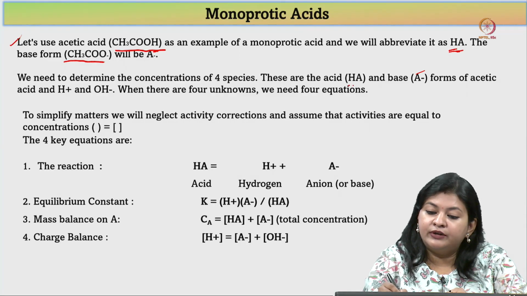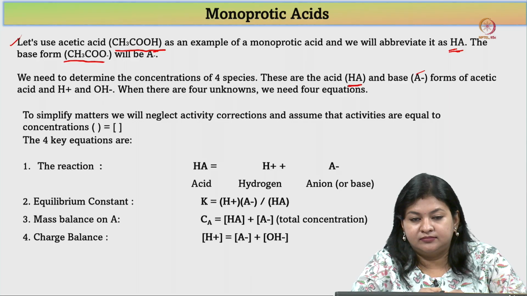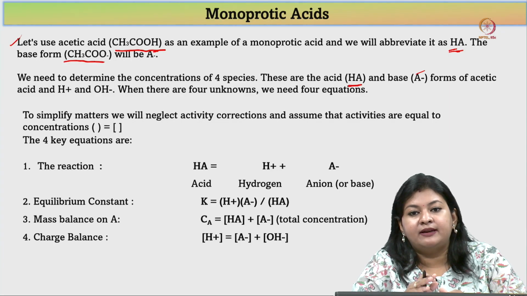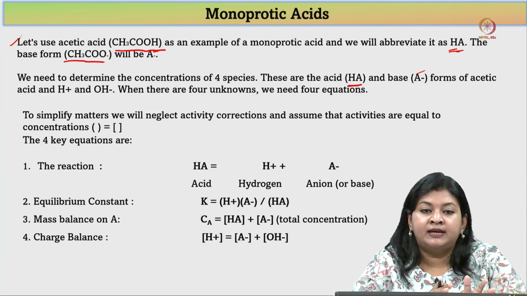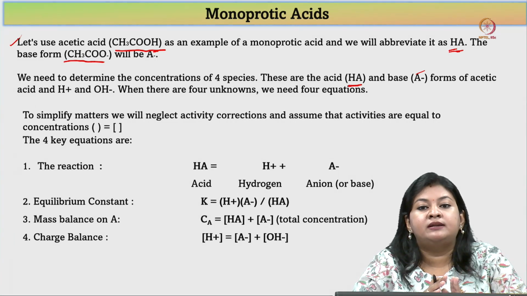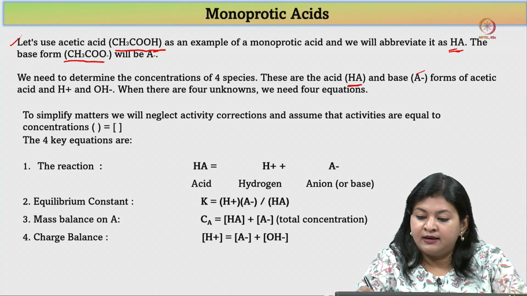But there is also going to be some HA which is undissociated, right. There will be some undissociated HA, and when there is dissociation going on, there will be reaction with water. So, water will form H plus and OH minus ions. So, there are 4 species. What are they?